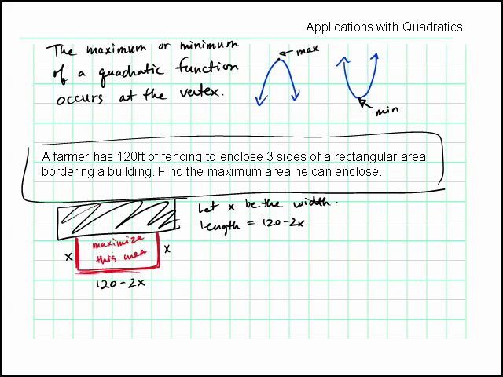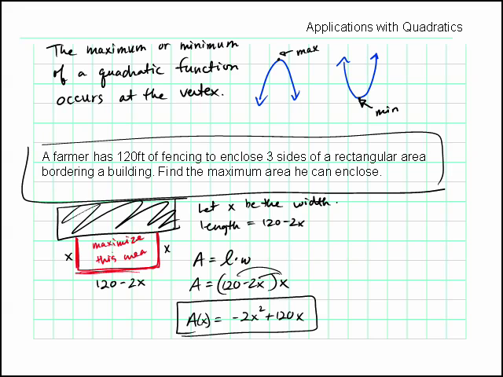Now I want the maximum area for this rectangle. The formula for the area of a rectangle is length times width. And if I plug in what I know, the area A is the length, 120 minus 2x, times the width x. Now if I distribute that x, you'll notice that this is a quadratic function. It's negative 2x squared plus 120x. And since it's just a function of x, I can even use function notation here and write that as A of x.